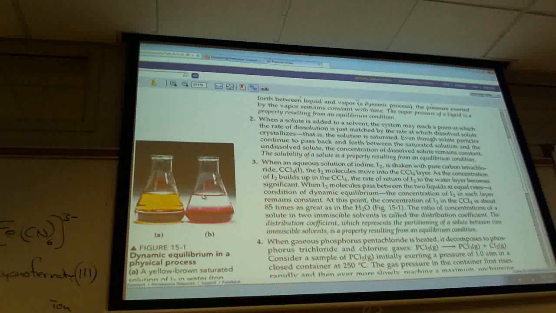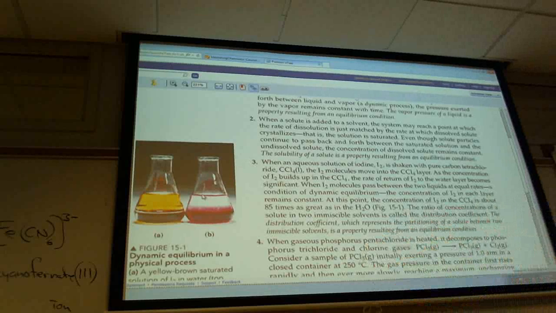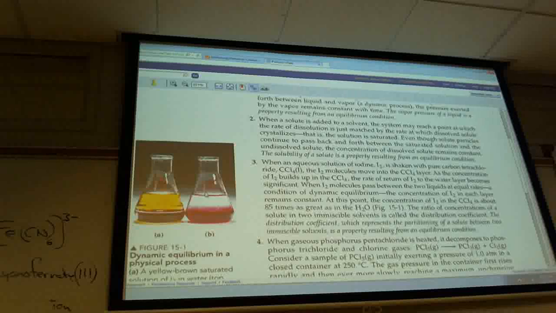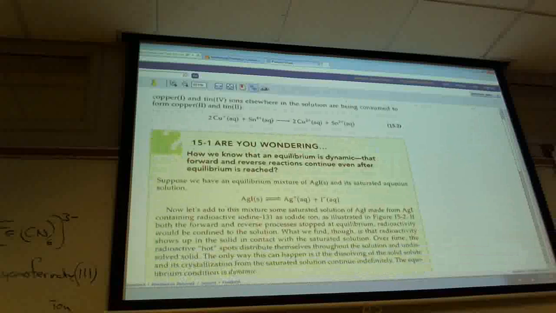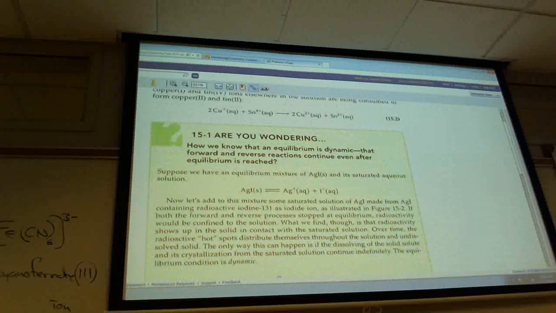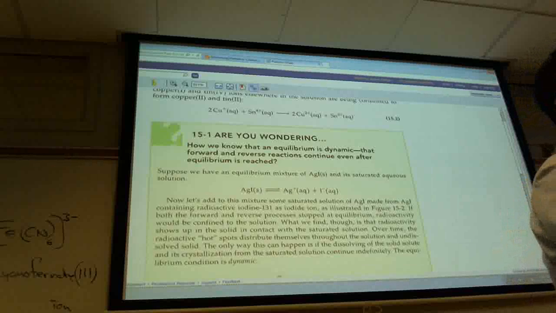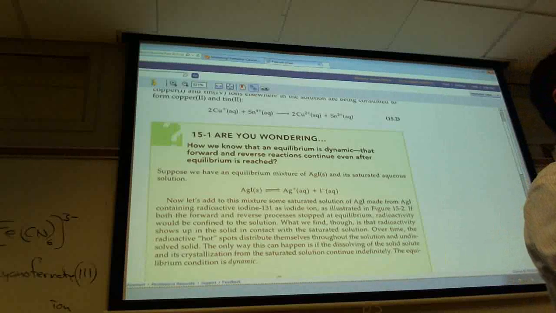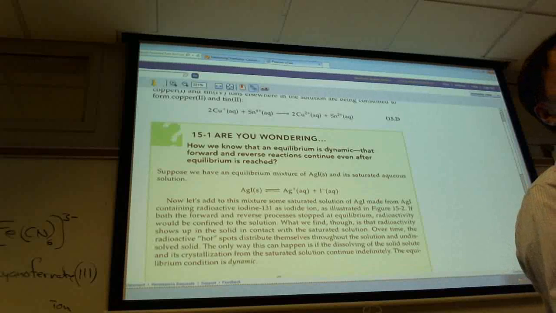And so here you can see some saturated solutions. You can read about the examples here in the text. I'm not going to go through all these examples. But what we want to do is figure out, in a saturated solution, it's easy because no matter how many sugar cubes you add, it'll reach a state of saturation and stop.